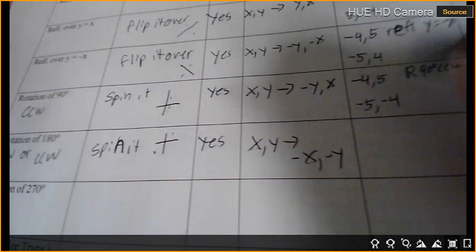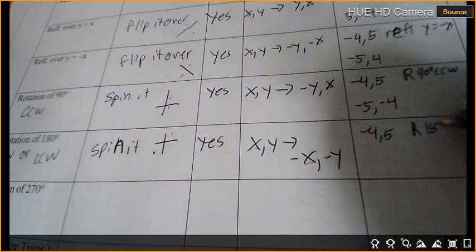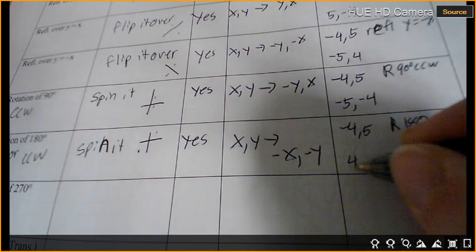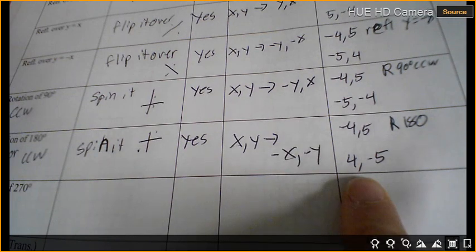Okay, so I went negative 4 comma 5 to a rotation of 180 degrees either direction. Gets me 4, negative 5. I know that's a negative x, but you guys get that you change the sign, right? Okay.